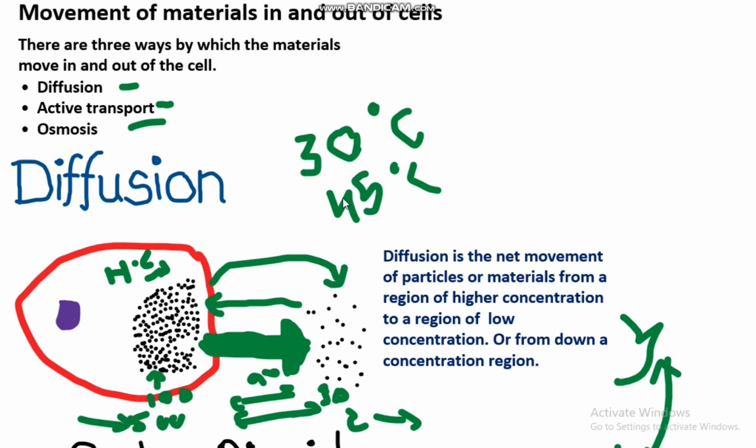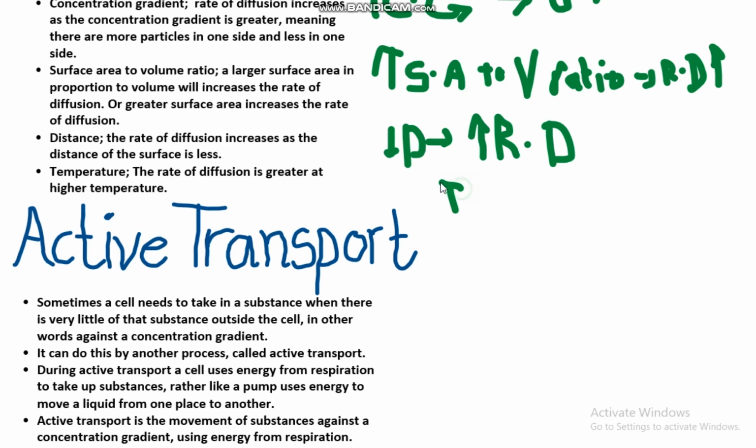The kinetic energy of the particles at 30 Celsius would be lesser than the kinetic energy at 45 Celsius, because more energy is given and the particles will move faster at this temperature. The higher temperature gives out more kinetic energy and the lower temperature gives out less. So the particles will move slowly at this temperature and faster at this temperature. So it means that as the temperature increases, the rate of diffusion also increases.